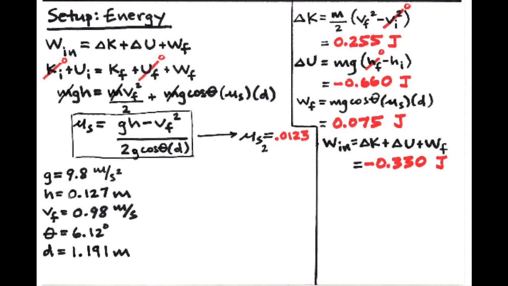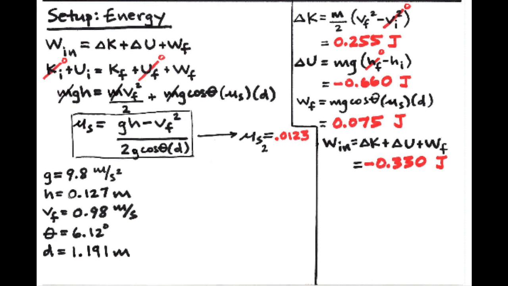So here we have the setup for the energy aspect of the lab. We have the work-energy equation where delta K plus delta U plus work done by friction equals the work input. Some rearranging, you get kinetic initial plus potential initial equals kinetic final plus potential final plus work done by friction.